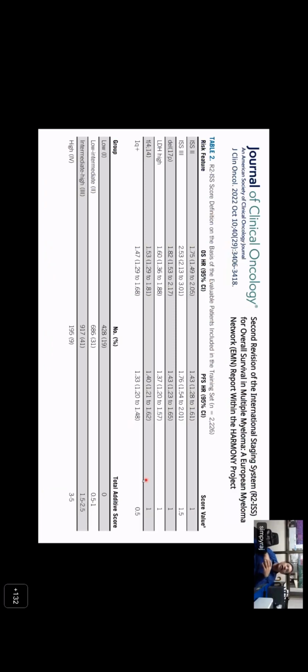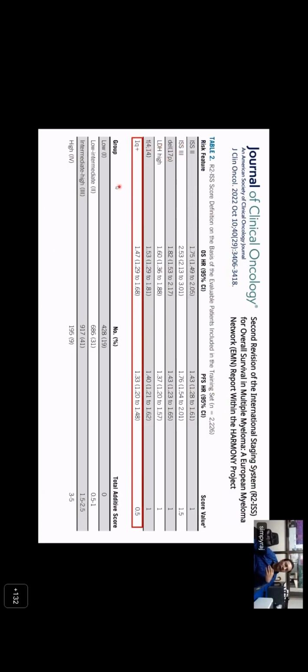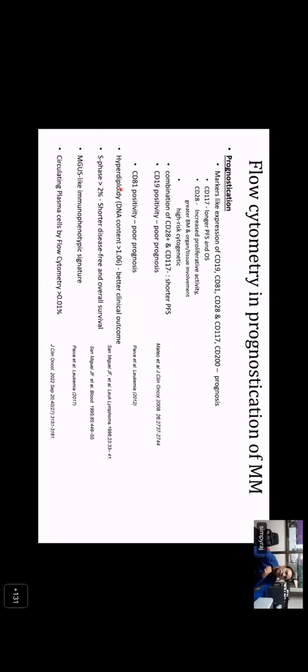So this was revised. Now the R2, that is the re-revised or second revision of this ISS staging, has come, in which they have included chromosome 1q gain as part of the chromosomal abnormalities by FISH. So this is R2, and they are on the verge of the third revision, which will most probably include circulating plasma cell levels, high levels of plasma cells, to define high risk myeloma.